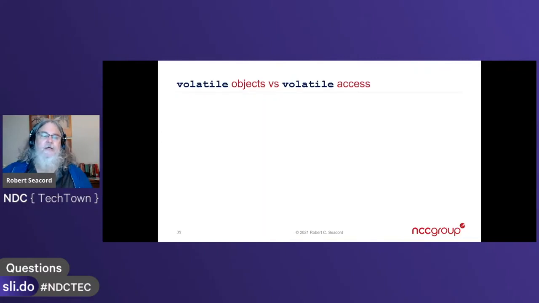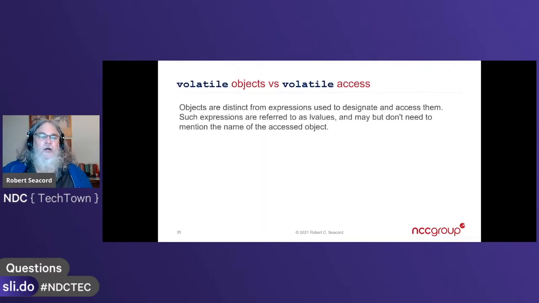So objects are distinct from the expressions that are used to designate and access them, right? Those expressions are called lvalues. It's basically an expression that, when evaluated, is going to reference a particular object, but it doesn't have to mention the name of the accessed object. It could just be accessed through a pointer.